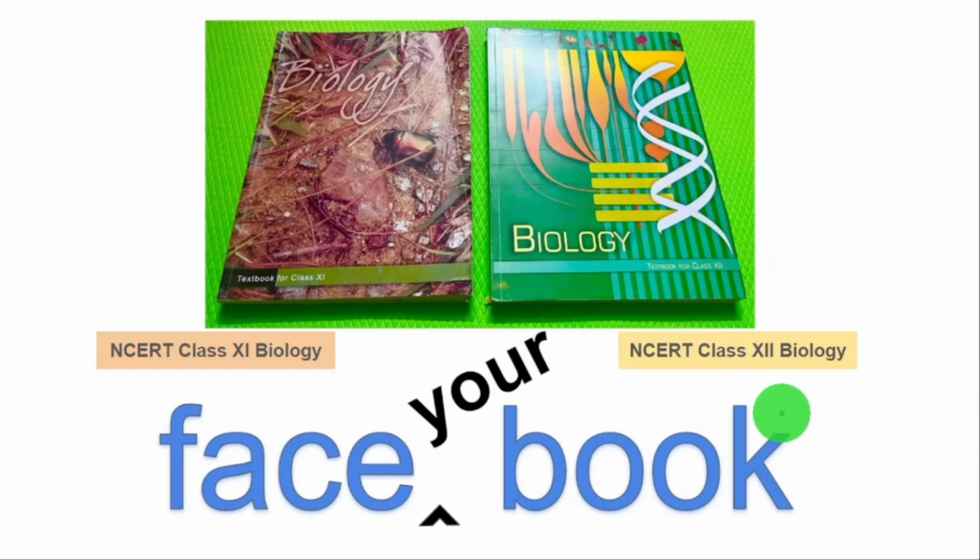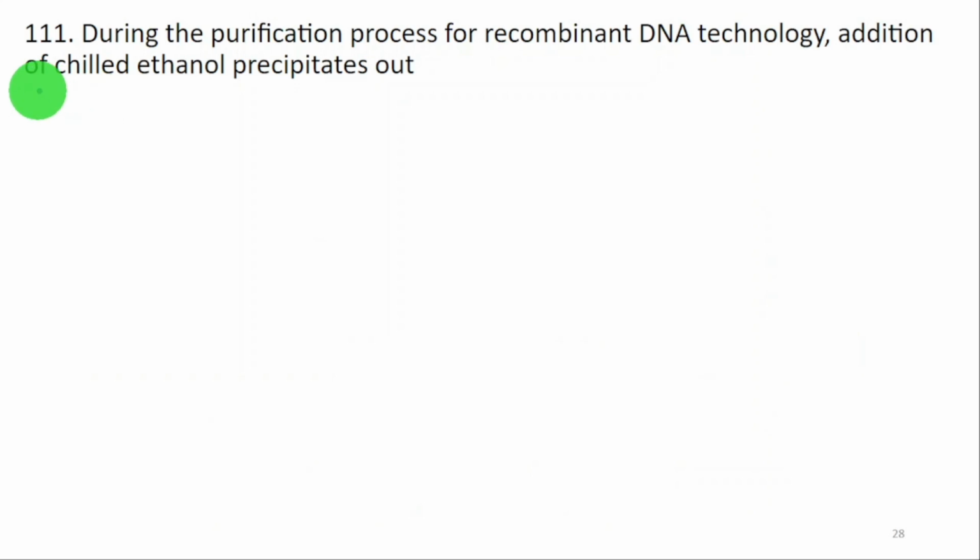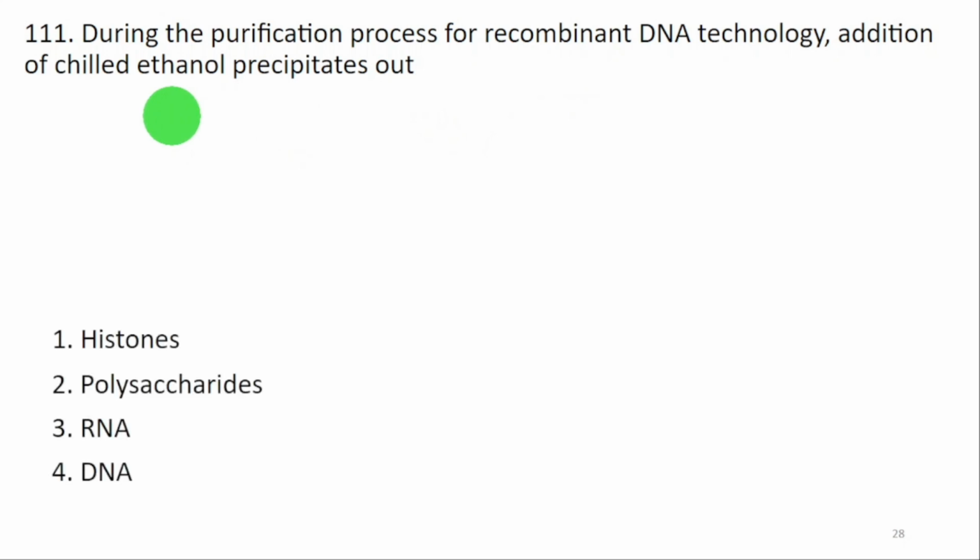This question is from the chapter Biotechnology, Principles and Processes of class 12th textbook. Question 111, NEET 2023. During the purification process for recombinant DNA technology, addition of chilled ethanol precipitates out... See, we are isolating DNA. So chilled ethanol will precipitate out DNA. The answer is DNA.